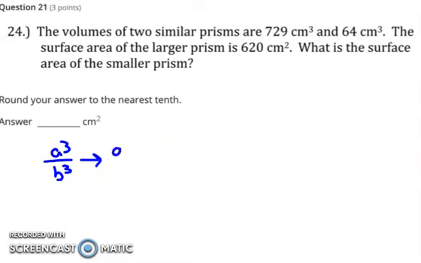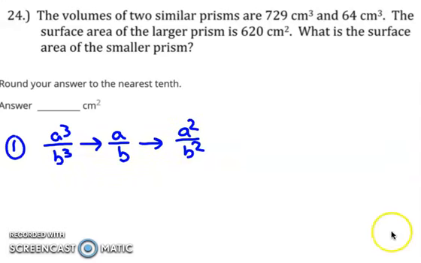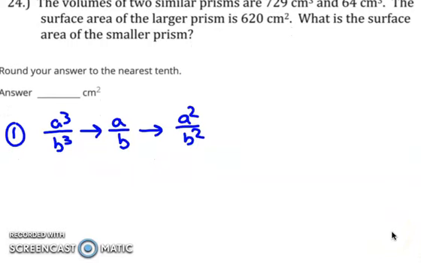Before we do that, we have to get A to B. We have to turn A to B into A squared to B squared. So this is kind of our step one. We got to convert that a cubed to b cubed into something we can use. So we know that we have 729 to 64. That's a cubed to b cubed. Okay, what we want is we want to turn that into a to b. The way that we do that is by taking the cube root of everything.